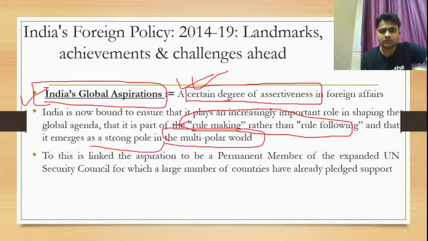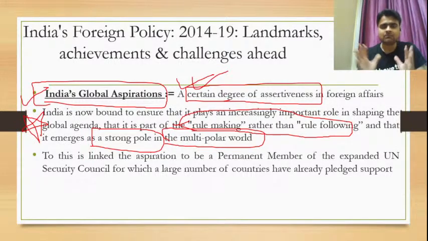Very, very important. Whatever I am underlining or boxing is very, very important in this entire paragraph. That is, India's aspiration is that in the multipolar world, we should be one of the strong poles. This is first. Then from rule following to rule making.